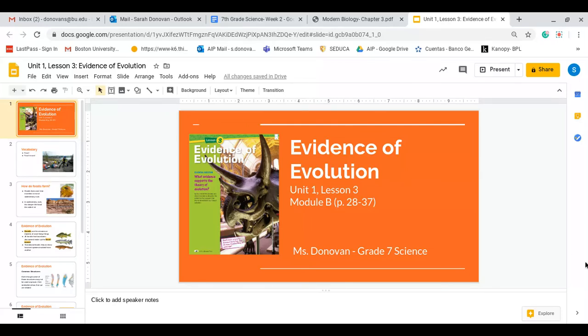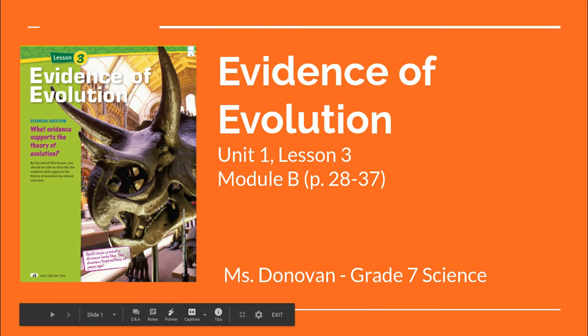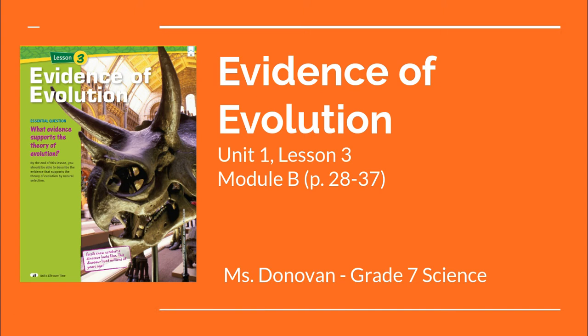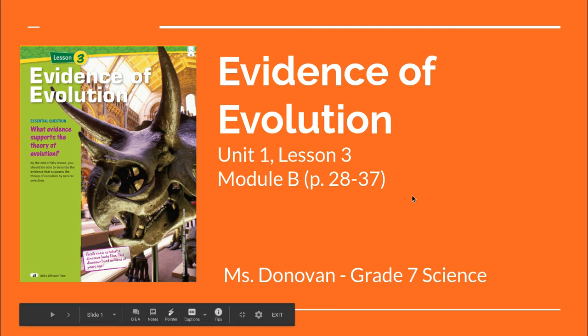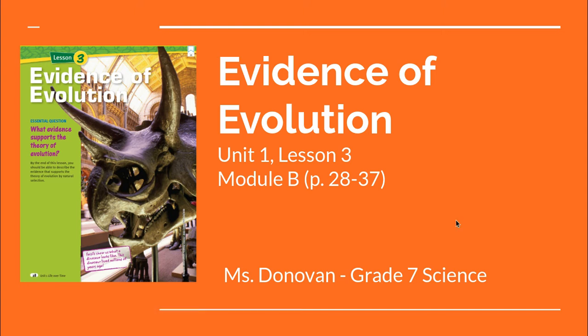All right, guys, so today what I want to do is go through some information that you've already read this week, as well as the pages that you were asked to read today about different ways that scientists use evidence to support the theory of evolution. So be sure that you've read pages 28 to 37 in your book before you get started. And here we have the vocabulary for the lesson.